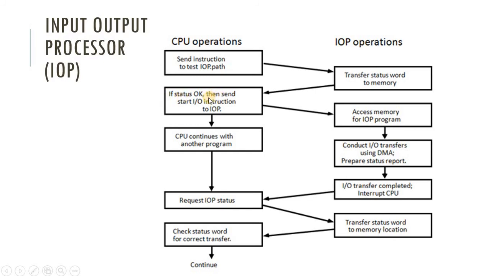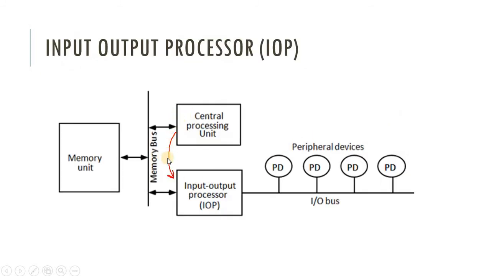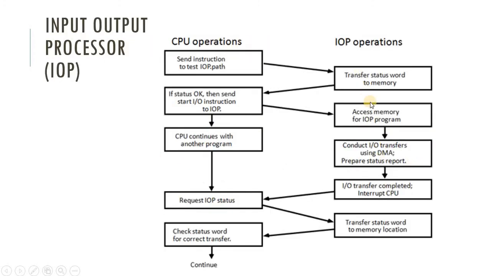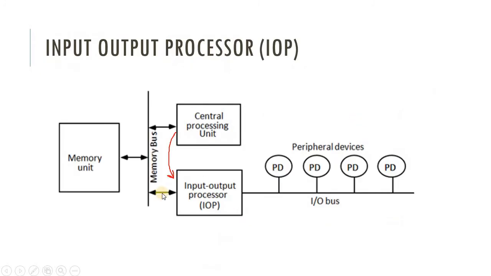If status equals OK, then the CPU sends the start IO instruction to the IOP. If the status is OK, it means the IO processor is free. At that time the CPU starts sending the IO instructions to the IO processor. Now the IO processor accesses the memory for the IO program. After that, with the help of the memory bus, the IO processor accesses the memory unit.